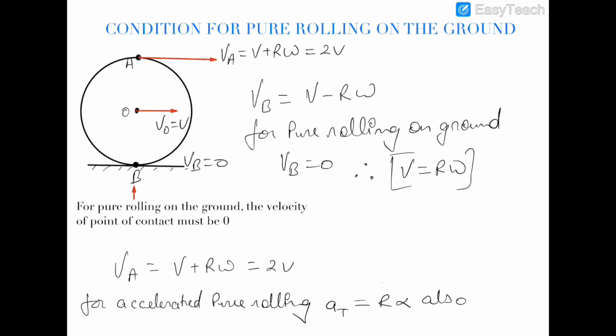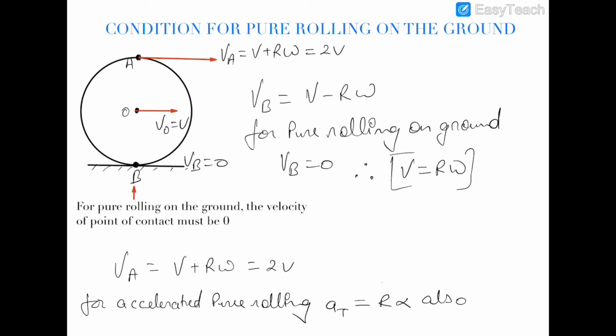Now if we talk about pure rolling, then in the case of pure rolling, the velocity of the contact point would be 0. This is the contact point on the ground, and the condition of pure rolling is that the contact point must have a velocity equal to the velocity of the surface on which it is moving. It is moving on the ground, therefore the velocity of the ground is 0, and hence the velocity of point B should be 0.